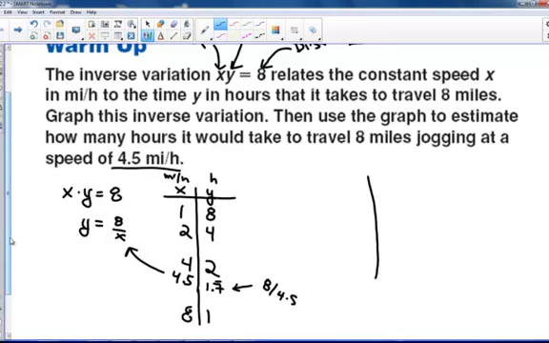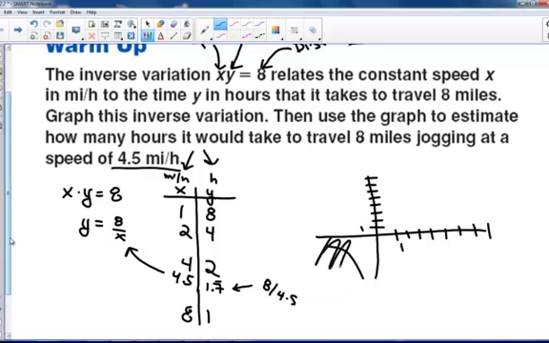A graph of this, and the negatives wouldn't make sense because negative miles per hour and negative time don't really exist. So we're not even going to look at this quadrant of it. We're just going to look at the positives. So this is your miles per hour, this is your hours, and this is your distance of 8 miles.